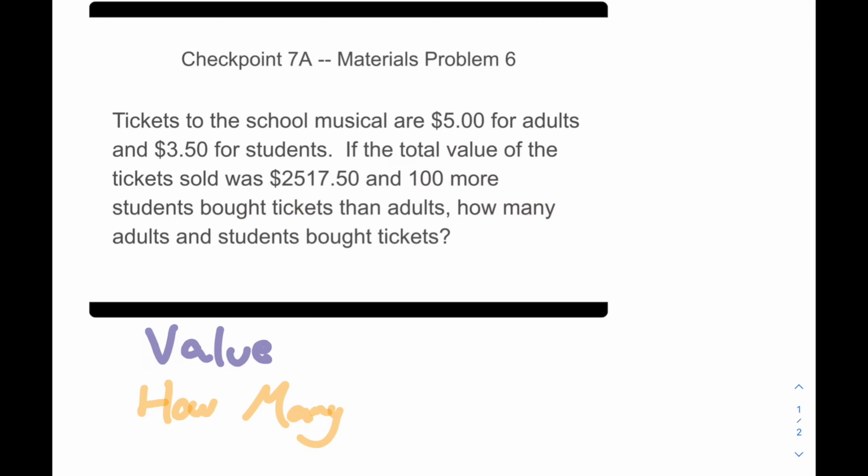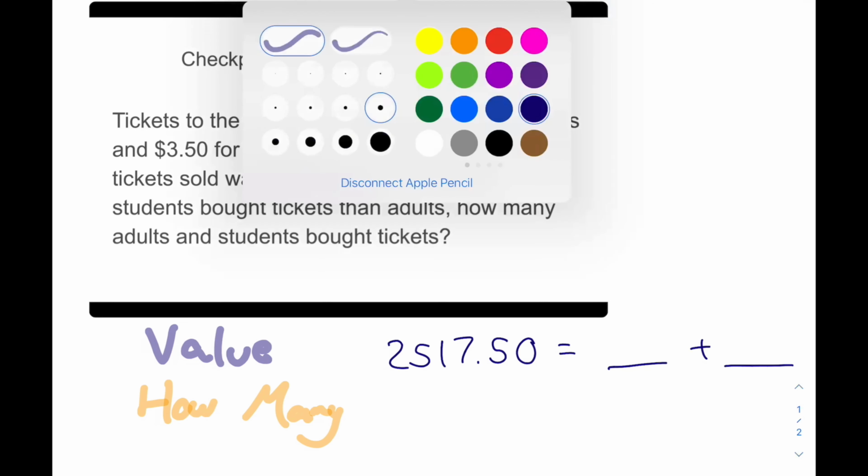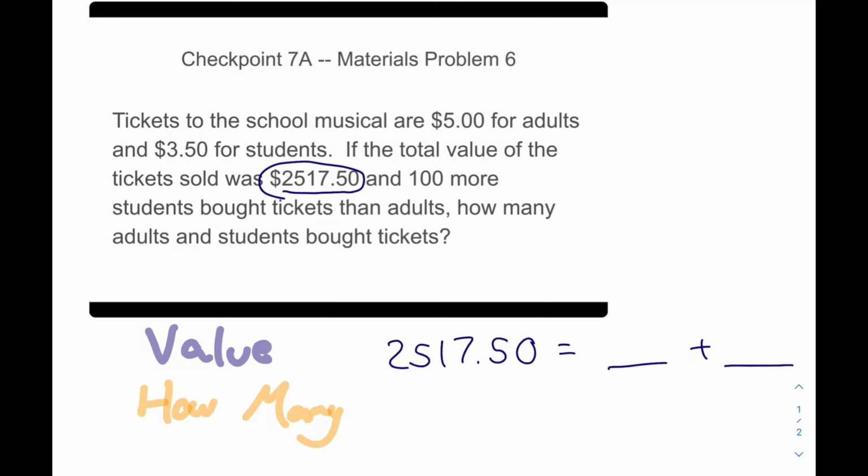We see that there is a total value of $2,517.50. But that is made up of two things. It's made up of adult ticket and student ticket costs. So we know that there are two different prices from reading the problem. We have $5 for adults, and we have $3.50 for students. But of course it's not 3.5 plus 5. It's a certain number of adult tickets and a certain number of student tickets.